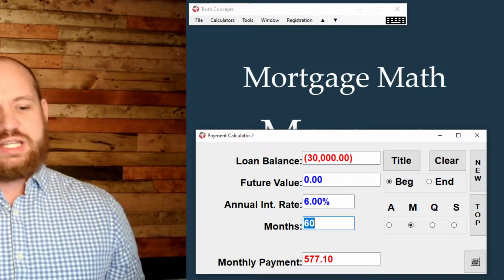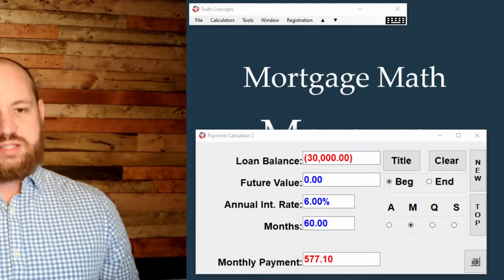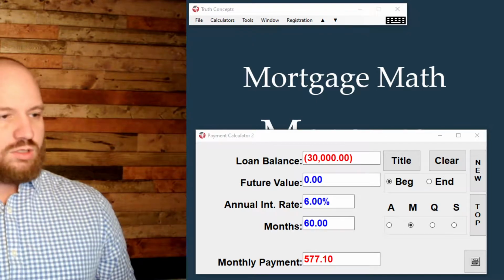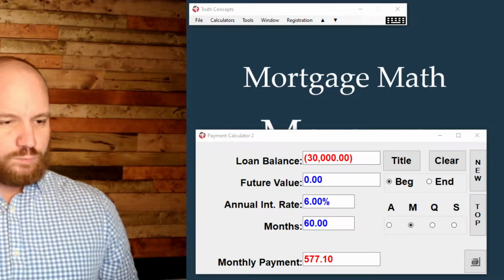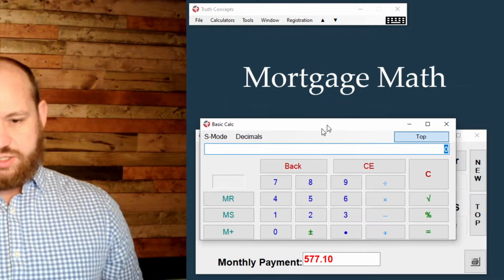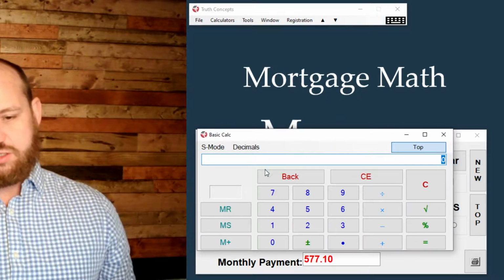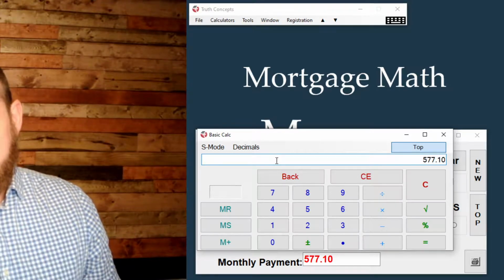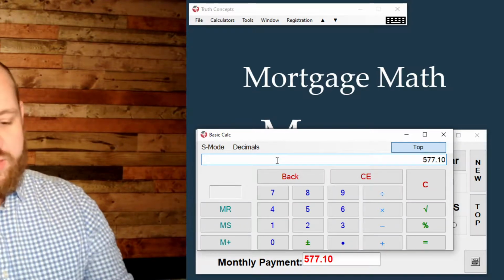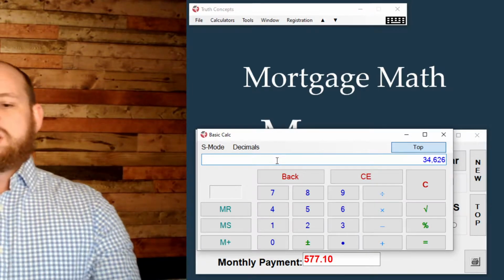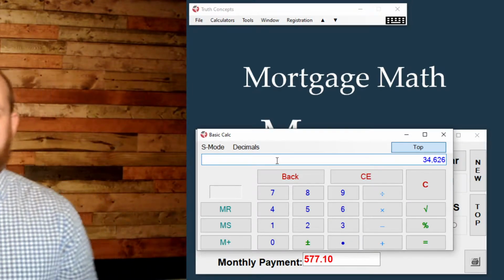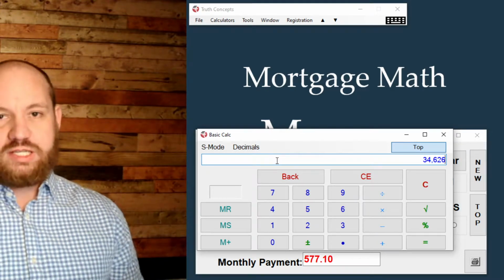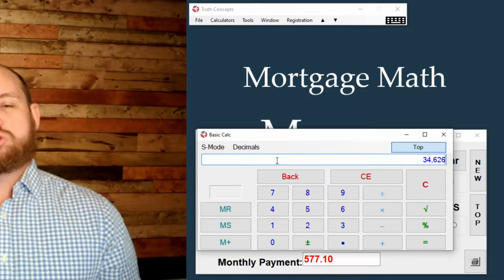The next thing that we need is a basic calculator to calculate what that cost. So we have 577.10, and then we're going to multiply that by the same 60 months. If we took out a $30,000 loan, we will end up paying $34,626. Okay, so that's the interest cost.